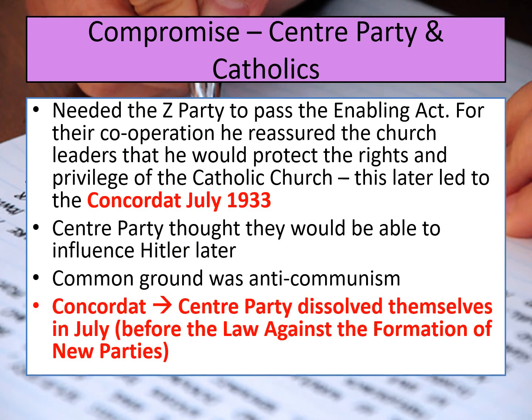Lastly, we're also going to think about the Catholics and how they compromised with the Nazi Party as well. So first of all, remember that we have the Centre Party who helped the Nazis pass the Enabling Act. They were part of the 444 votes that got it passed because they believed it was in their best interest to support the Nazis on that, rather than standing in their way as opposition.